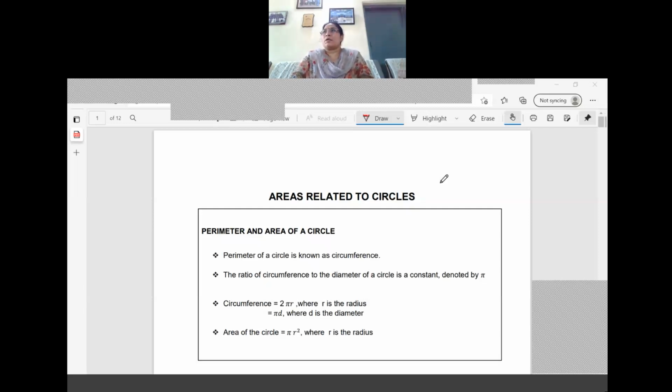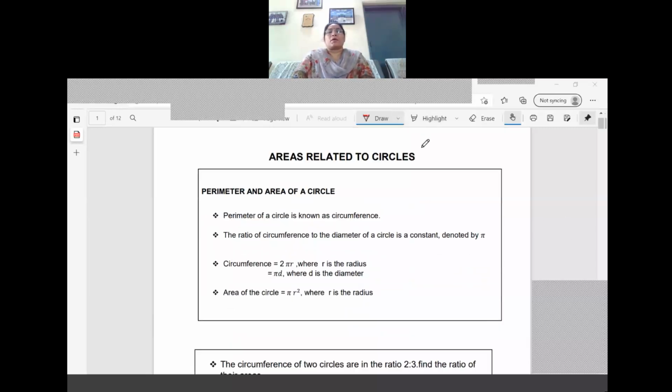Area related to circles. You are already familiar with the terms here, because from earlier classes onwards we have been studying perimeter and area. So these two formulas are mainly what we are going to use in this first exercise. Later we are going to learn more about that, right? Okay, so let us revise the formula based on today's class: perimeter and area of the circle.